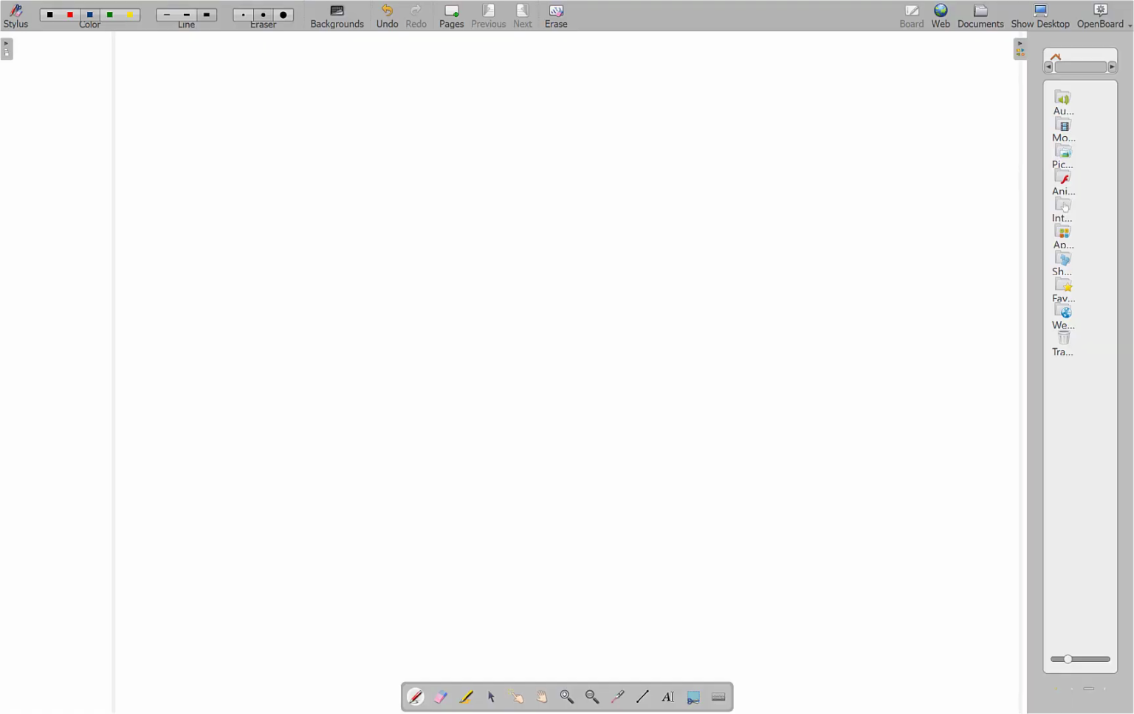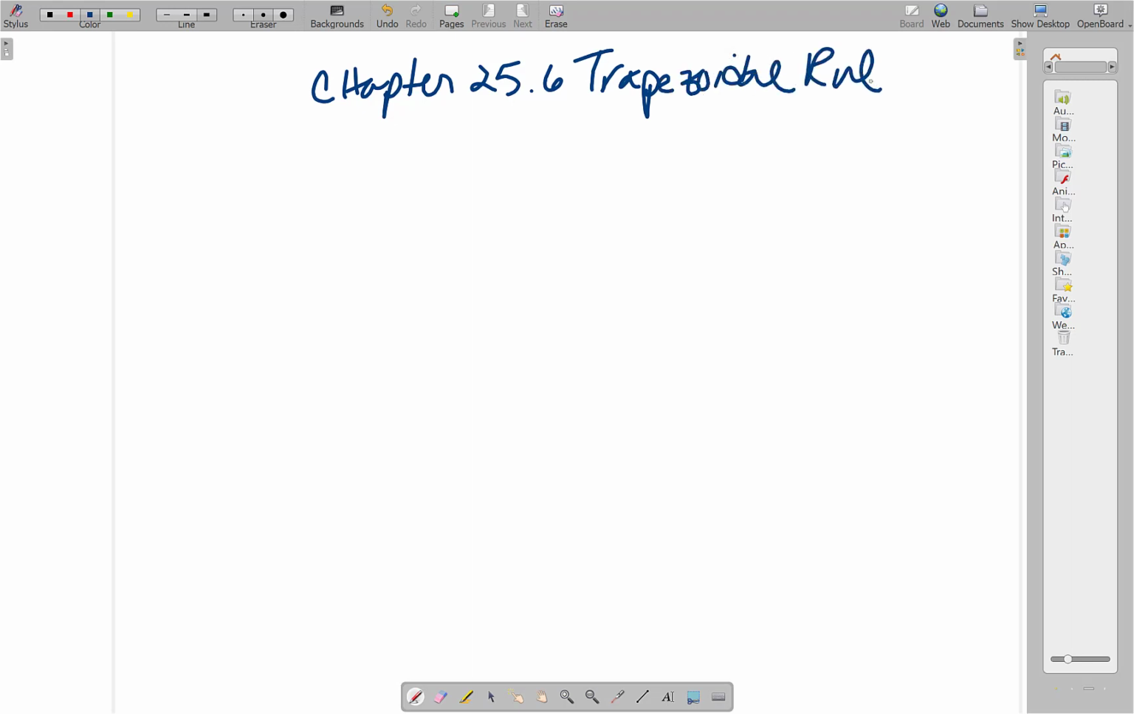This is chapter 25.6, the trapezoidal rule. This will be probably the last hardest thing that you'll do in calculus. It's not really hard once you get the method down. It's just trying to figure out what goes where. Hopefully you'll be able to follow with my examples and with the examples that are listed on Blackboard.